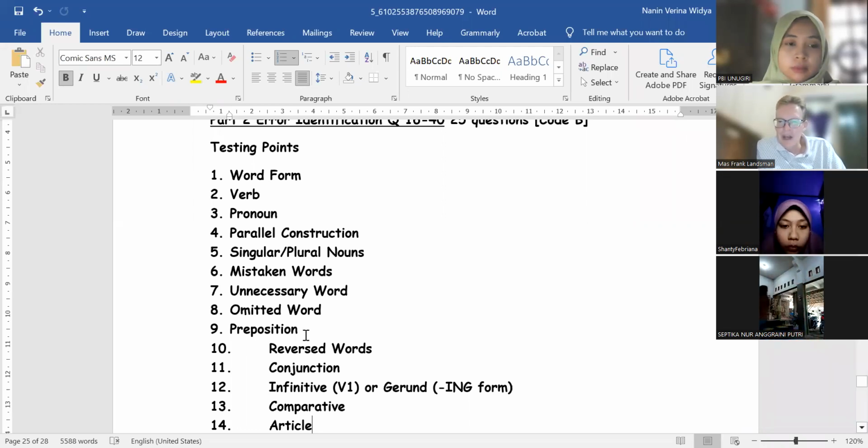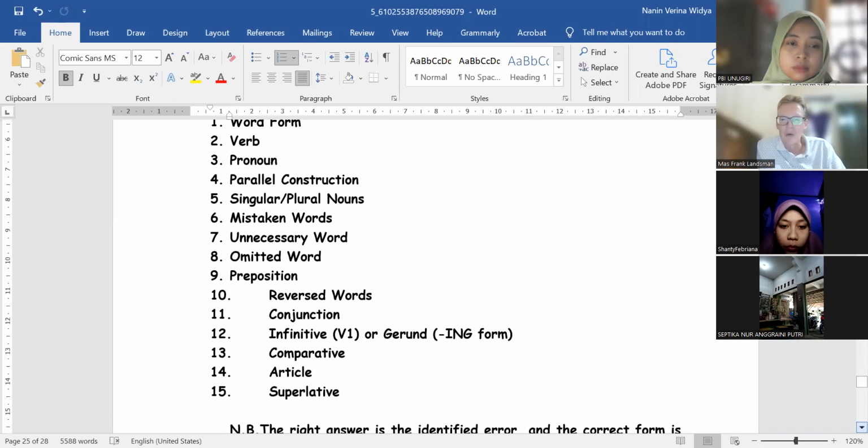Number 9, we looked at the beginning, prepositions, very important. They always appear 2 or 3 or 4 times, always part of the test. Kata depan, ya, often wrong. Reversed words, yang terbalik. I want to know everything about education higher. Pendidikan tinggi, no, higher education, terbalik, ya.